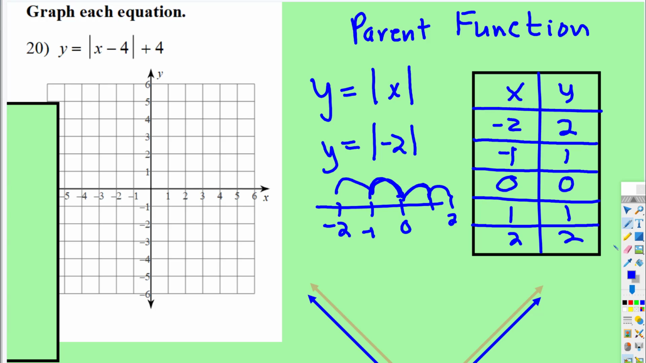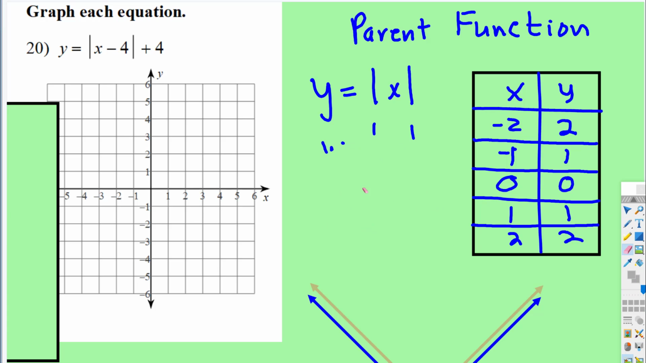And that's 2 places. So when you go to graph that, at -2 we're up at 2, at -1 we're up at 1, at 0, 0, at 1, 1, at 2, 2. And you've got a parent graph that looks like this.